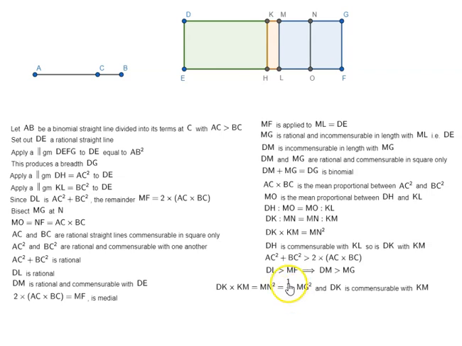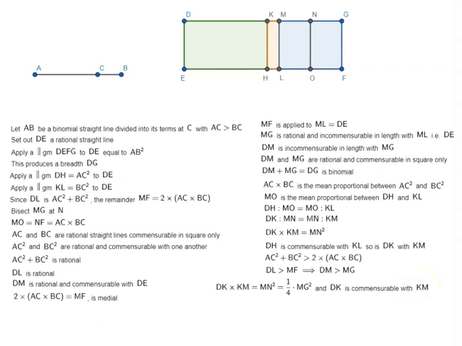the square on half of MG. See, when we say MN square, look at the square on MG. If you look at the square on MG, MN square, N is the midpoint. So MN square would be 1/4 of MG square. And DK is commensurable with KM.